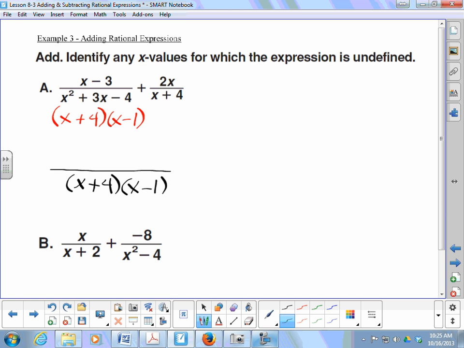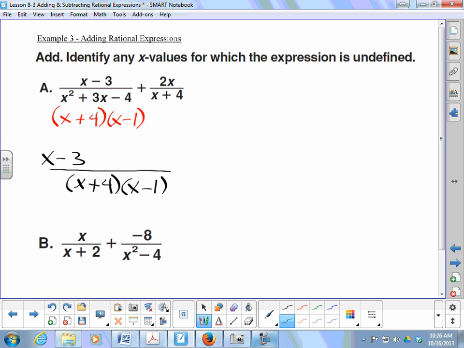Now, I look at the first fraction. Okay. Do I have that denominator in my first fraction? I do, right? So then I can just write that down, x minus 3. Okay, I can write down the numerator. Okay. Do I have that denominator in the second fraction? No, because I only have x plus 4, right? So what do I need in that denominator so that they're the same? Okay, I need x minus 1.